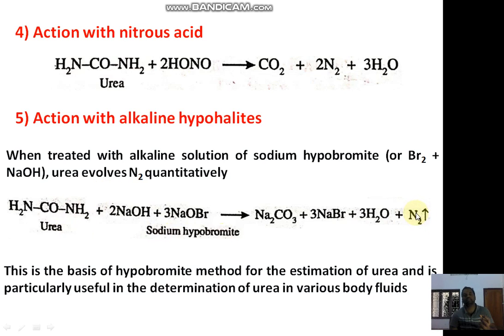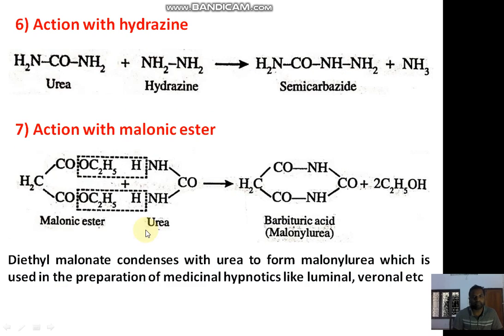This nitrogen gas can be quantified by some methods, and indirectly we can estimate the amount of urea present in our sample. That we will discuss later, the method of estimation. So this is the reaction with sodium hypobromite.